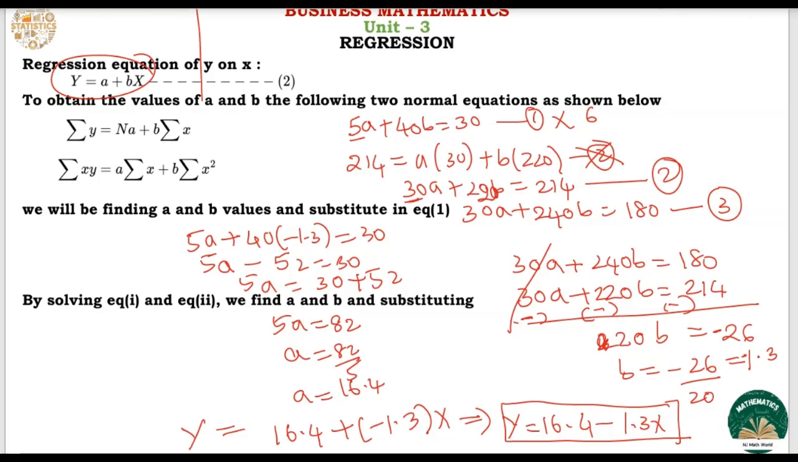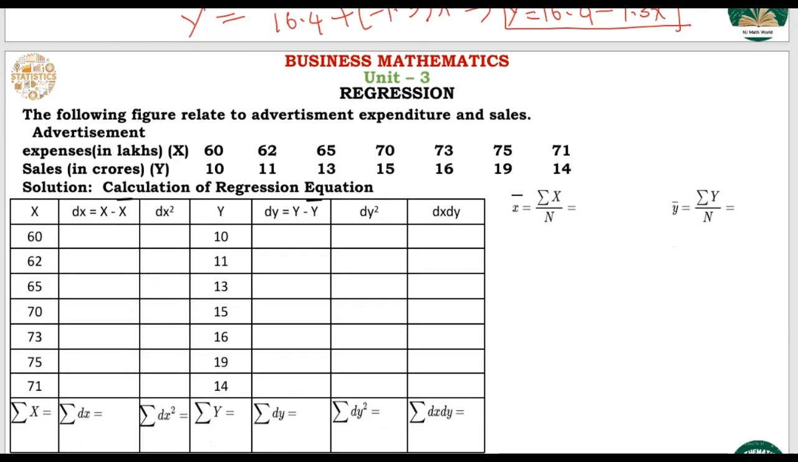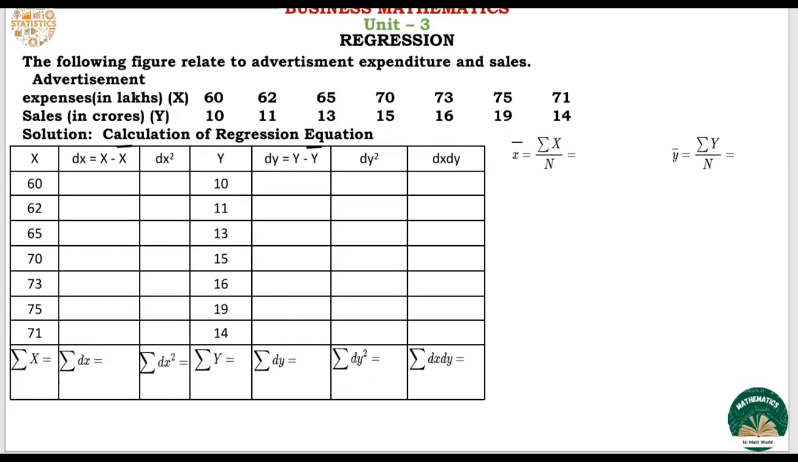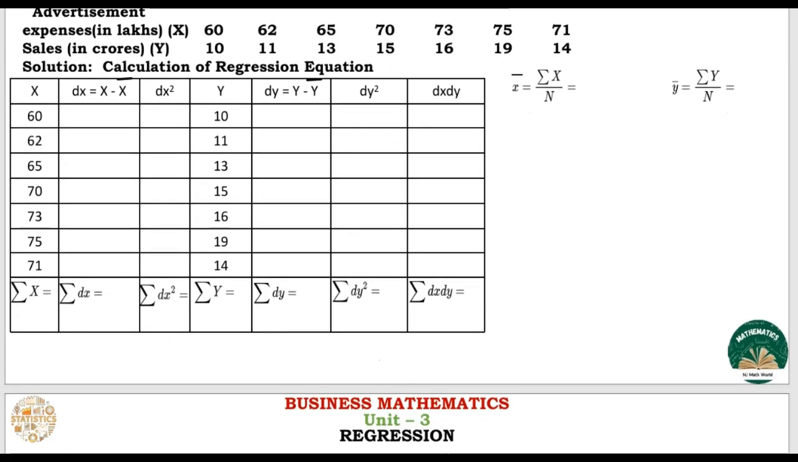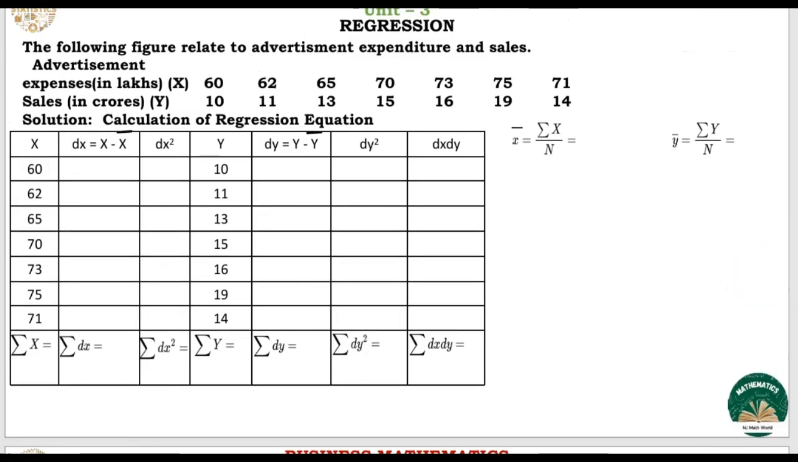So moving on with the next question, find the following from the figure related to advertisement expenses and salary. They have given expenditure and salary. You have to solve this. This is another method to solve, so we have the formula here. First we will be adding these values. You have to calculate the regression equations, so they're asking you to find the regression equation.